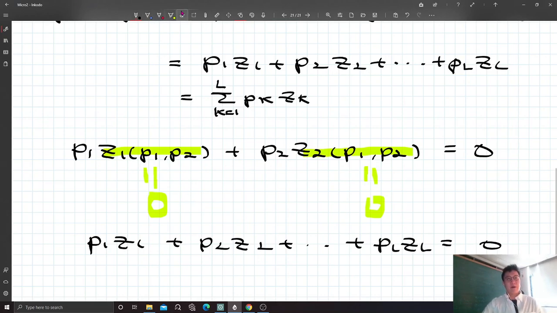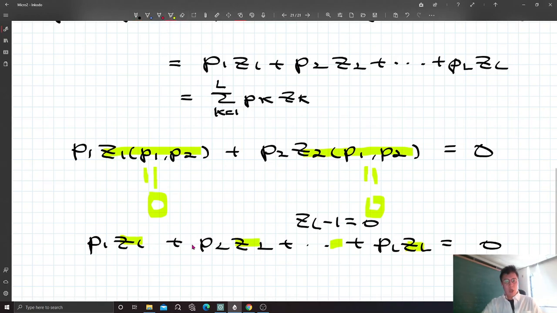If we have market clearing in L-1 markets, so we know Z1, Z2, up to Z sub L-1 are all equal to 0, then for the last remaining market, Z sub L, the excess demand function, there is no excess demand and no excess supply. So it should be 0 as well.